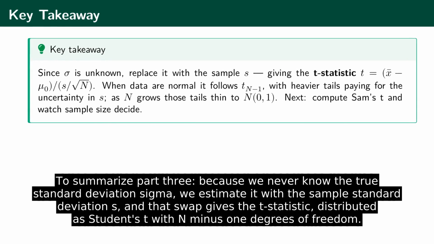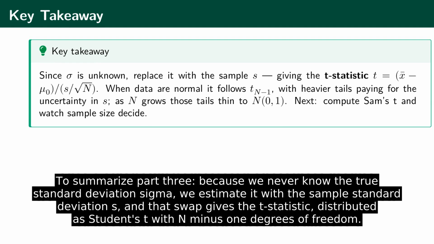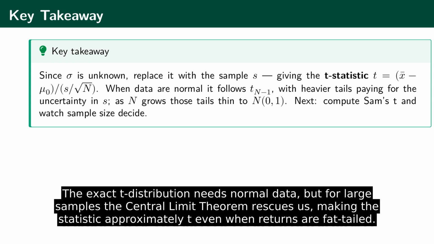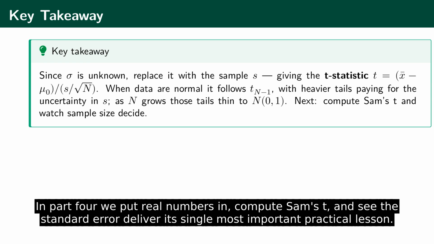To summarize part 3, because we never know the true standard deviation sigma, we estimate it with the sample standard deviation s, and that swap gives the t-statistic distributed as Student's t with n minus 1 degrees of freedom. Its tails are heavier than the normal's to pay for the uncertainty in estimating s, and they thin back to the normal as the sample grows, which is why for large samples, people use the words t-statistic and z-statistic almost interchangeably. The exact t distribution needs normal data, but for large samples, the central limit theorem rescues us, making the statistic approximately t even when returns are fat-tailed.